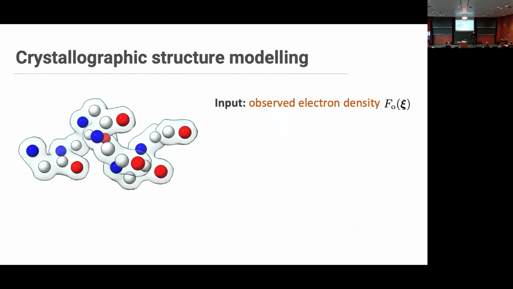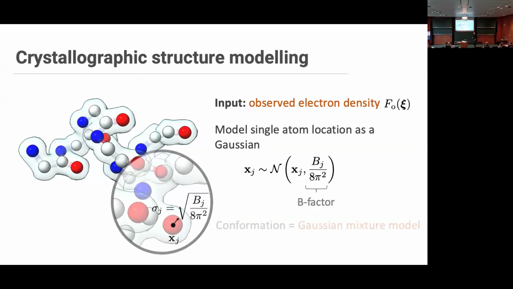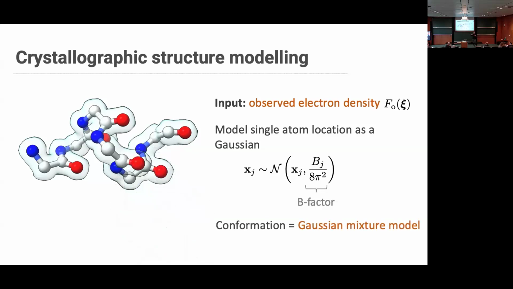molecular model. So typically in crystallographic structure modeling, our input is the observed electron density. Suppose we recover the phase, and every atom will be modeled as a little Gaussian, and we will place the location parameter, and then the density, of course, will be blurred around it. So we will also fit some kind of uncertainty parameter as well, a variance that the crystallographers call the B factor. And then the conformation of a protein will be a Gaussian mixture model.